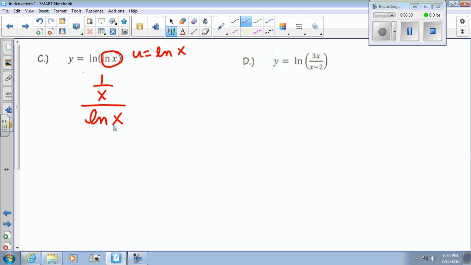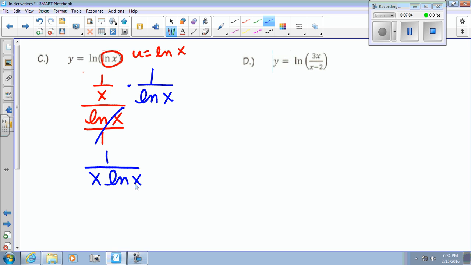But I don't want to leave this as a complex fraction. So remember, this could be written as ln of x over 1. And to take care of the complex fraction, I'm going to multiply by the reciprocal of that denominator. So I would end up, if I put that all together in one answer, as 1 over x times the ln of x. So it looked weird at the beginning with the two ln's, but still, you just want to think about what is my inside function.